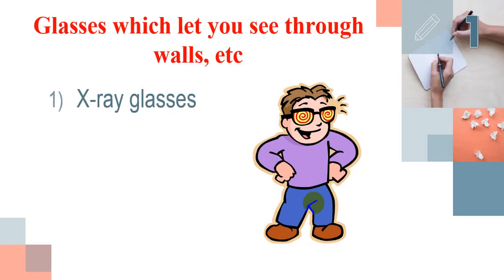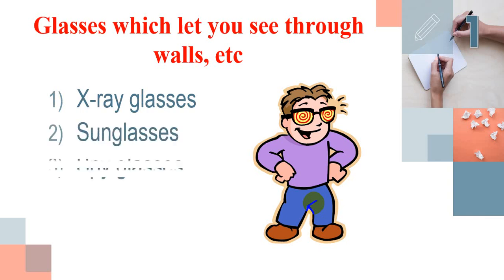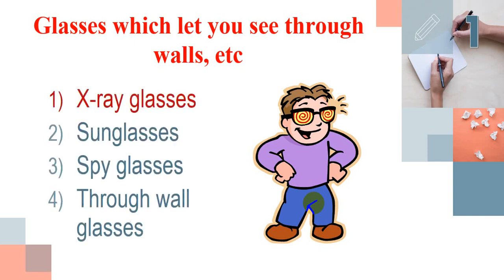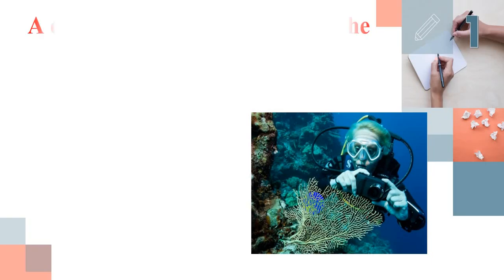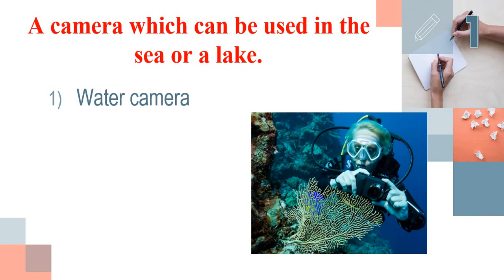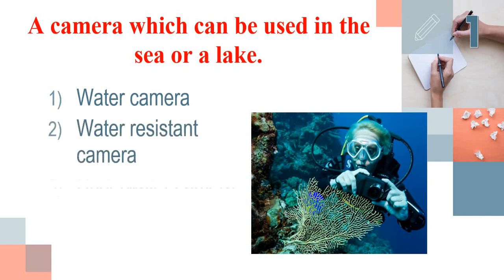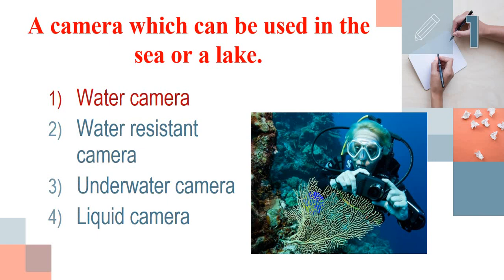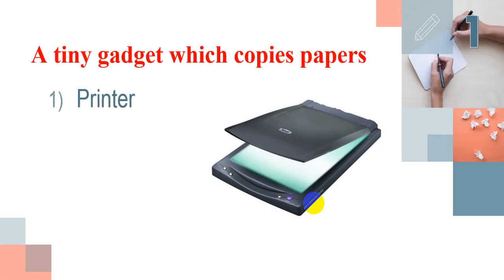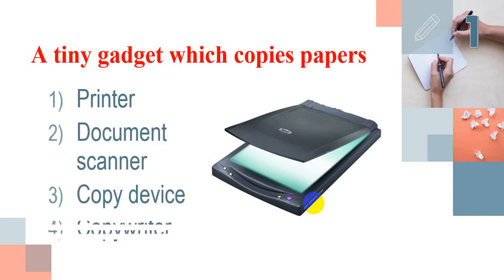Glasses which let you see through walls. Is it X-ray glasses? Next, a camera which can be used in the sea or lake. Is it a water camera? A tiny gadget with copy paper. Is it?